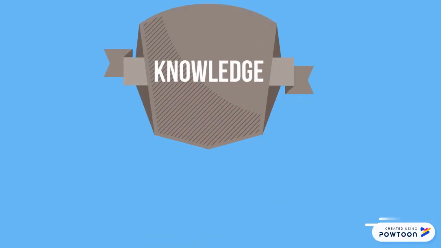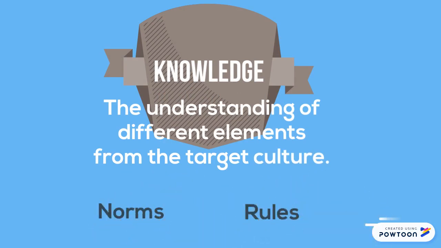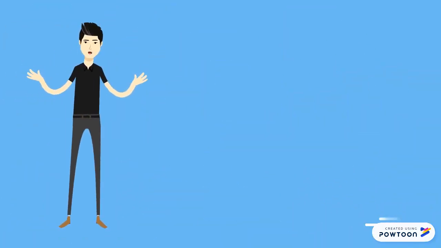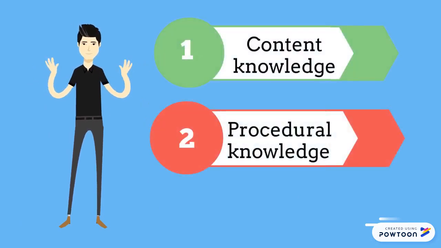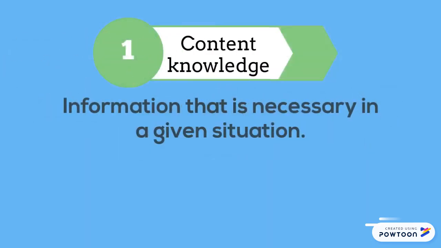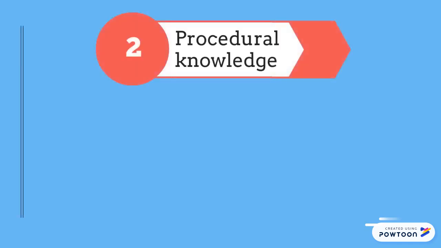Another component is knowledge. It refers to the understanding of different elements from the target culture, such as norms and rules. Montreal, Spitzberg, and Bartsch say that in order to be a competent communicator, you need to consider 2 kinds of knowledge: content knowledge and procedural knowledge. To begin with, content knowledge is related to the information that is necessary in a given situation. It involves topics, words, meanings, and so on. Then, procedural knowledge deals not only with knowing information, but also the application of the content in real scenarios.